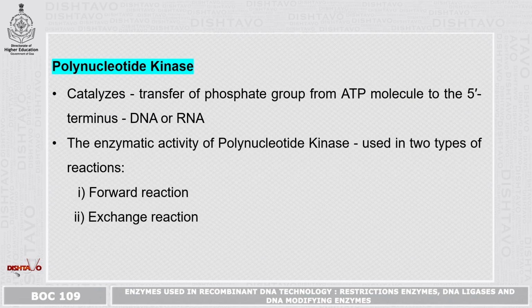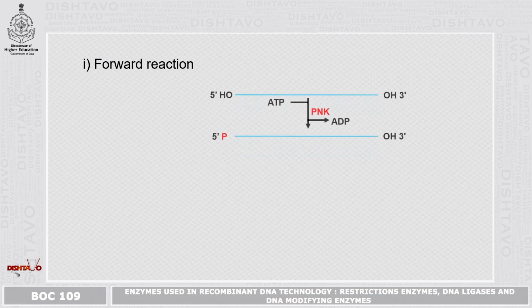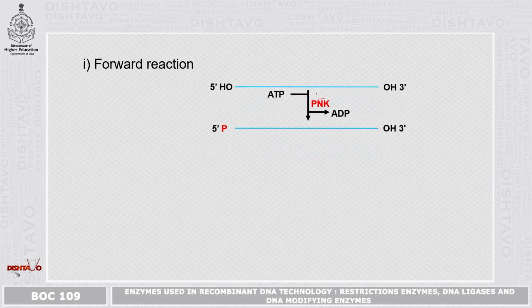The enzymatic activity of polynucleotide kinase can be used in two types of reaction, the forward reaction and the exchange reaction. Now let us see first the forward reaction. In the forward reaction, PNK transfers the gamma phosphate from ATP to the 5' end of a polynucleotide. The target nucleotide lacks a 5' phosphate either because it has been dephosphorylated or it has been chemically synthesized.